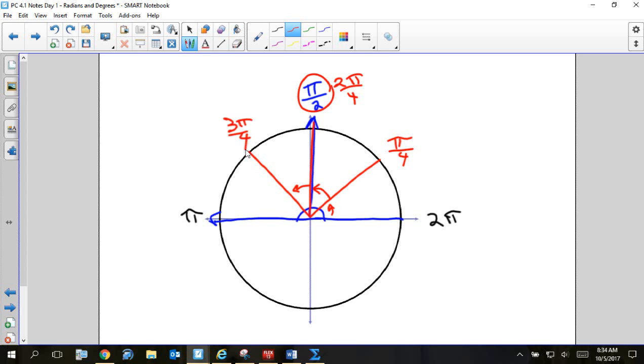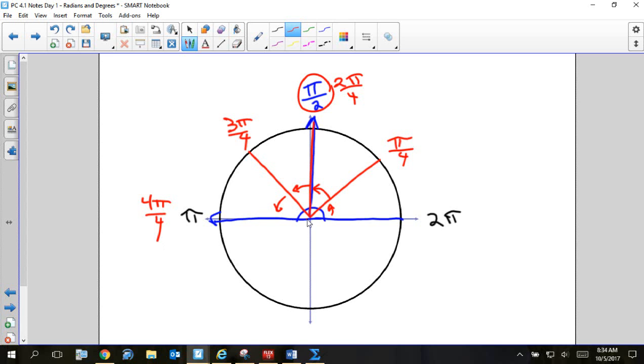And if I went 4 sections, 1, 2, 3, 4, if I did 4 pi over 4s, what does that reduce to? Pi. But I already know that was pi. But I keep counting because sometimes we want to go past pi.